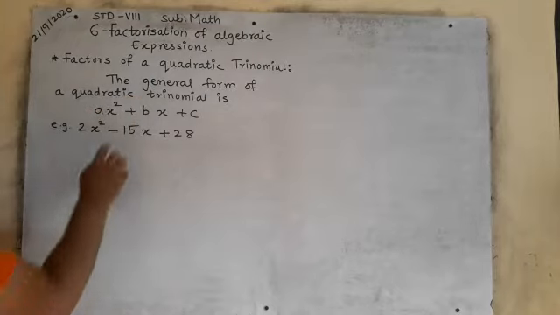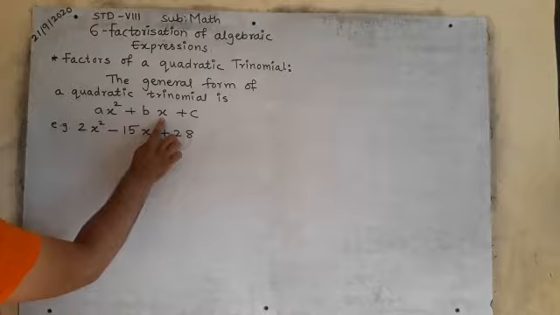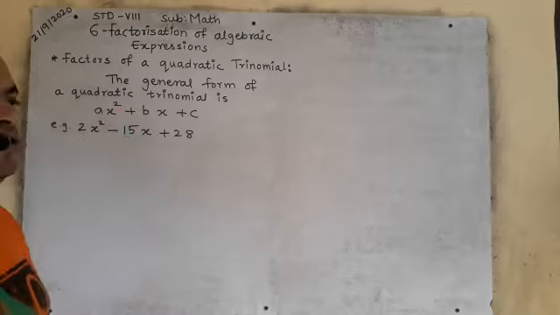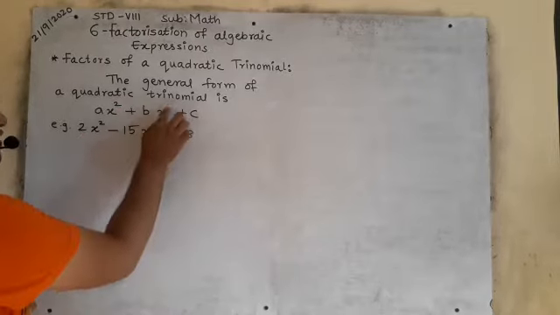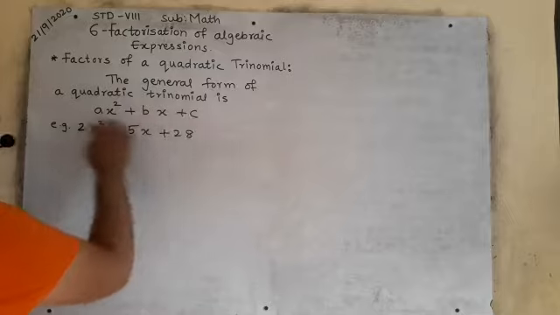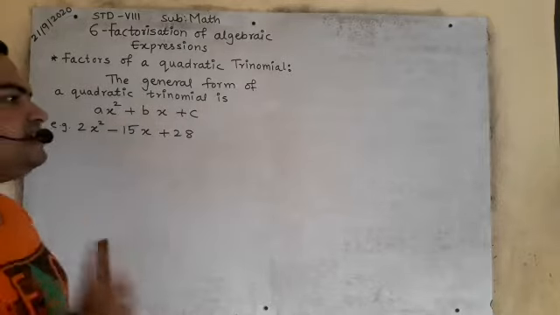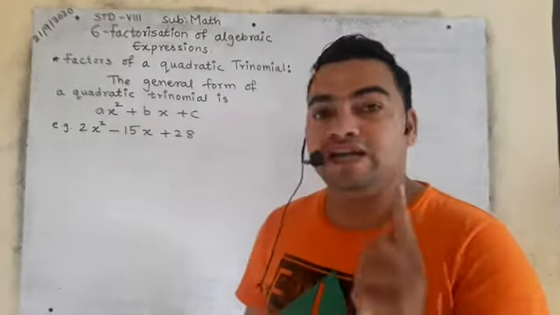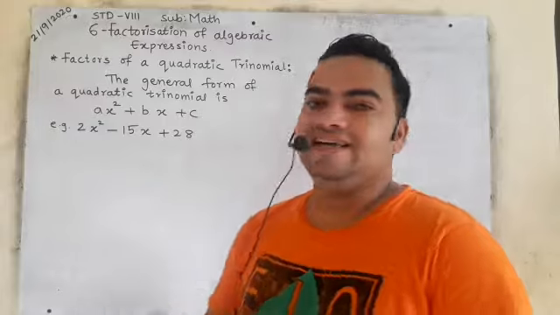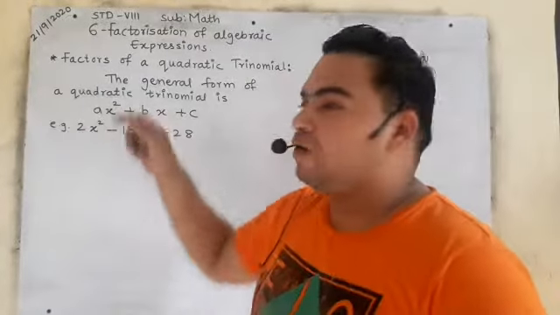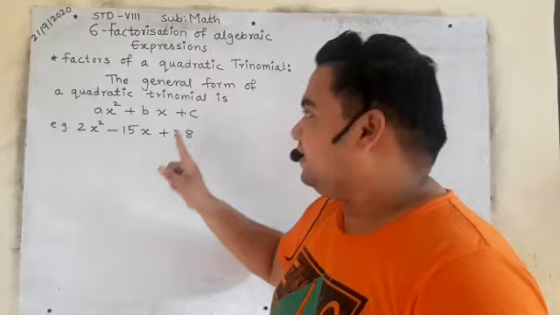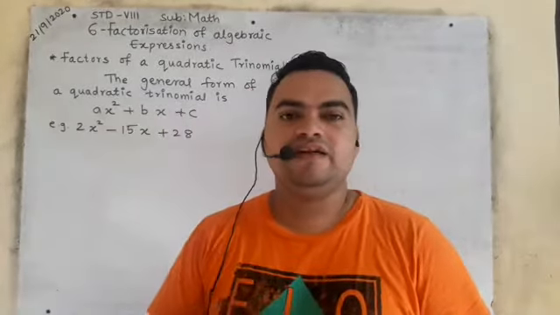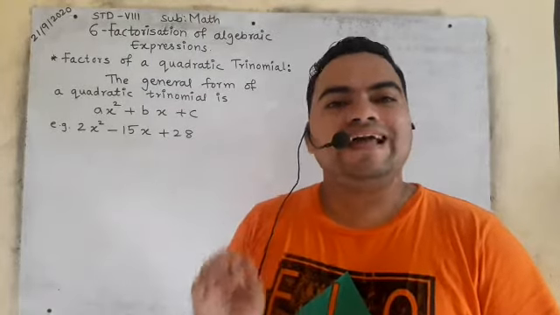Why is it quadratic? Can you see x here and x here? So the maximum index of x is how much? 2. Here the maximum index of x is 1. So this quadratic trinomial has x as the only variable, whose highest index, or highest power, is 2. Therefore it is quadratic. And trinomial means 3 terms, first, second and third. There are 3 terms, therefore it is called a quadratic trinomial.